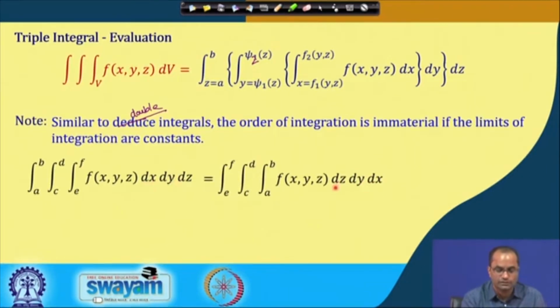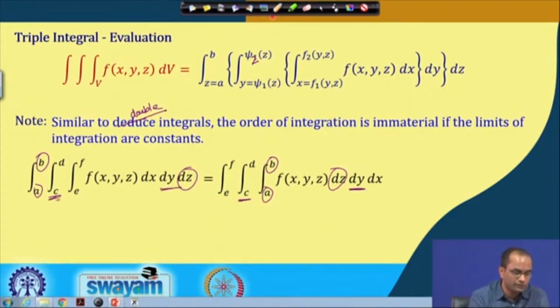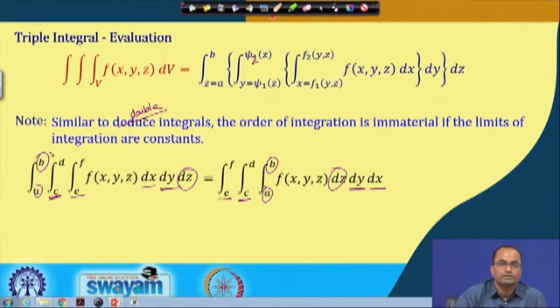So, x, y, z is now z, y and x, and now the limits of z will be a to b, because in the original integral the limits of z were a to b. Similarly, the limits of y are c to d, and then the outer one is the limit of x, e to f. So, simply we can change the order if the range or the limits of integration are constant.